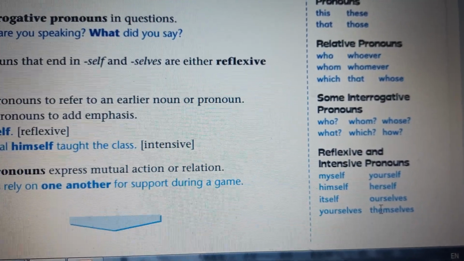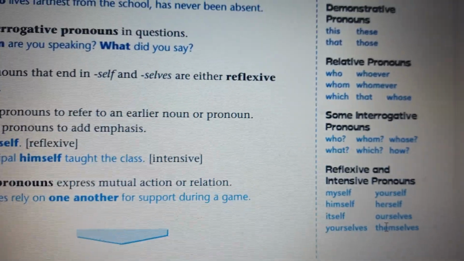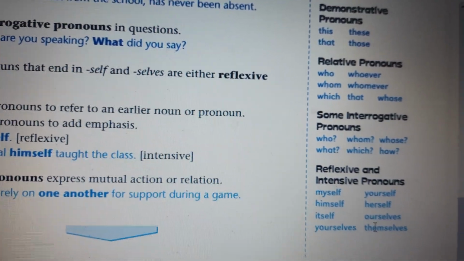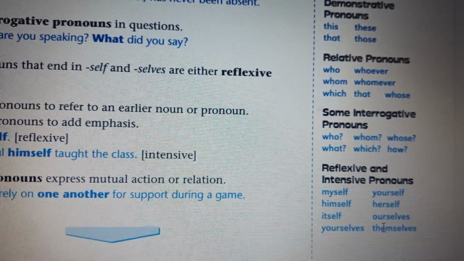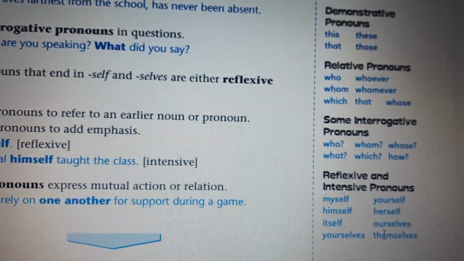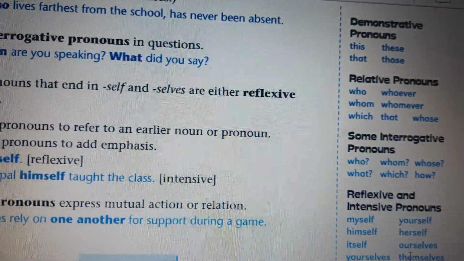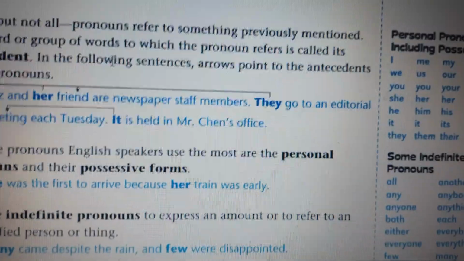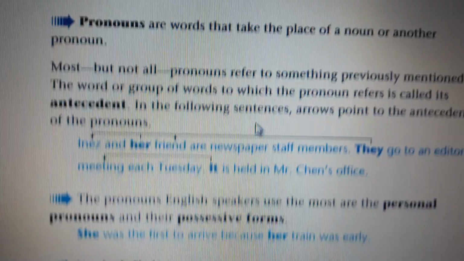Reflexive pronouns: myself, yourself, himself, herself, itself, ourselves for plural, yourselves for plural, themselves for plural. We have yourself and yourselves, so this is for singular and plural. Okay, so let's just take a look at this.